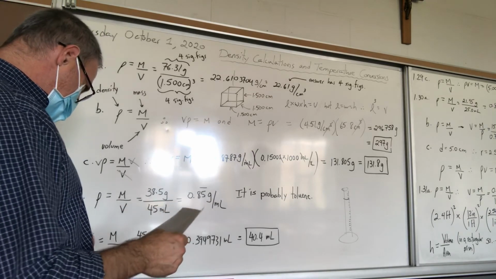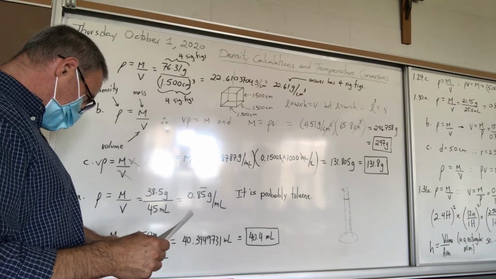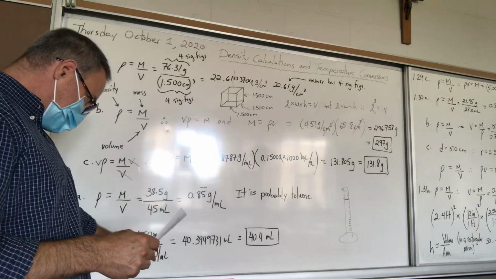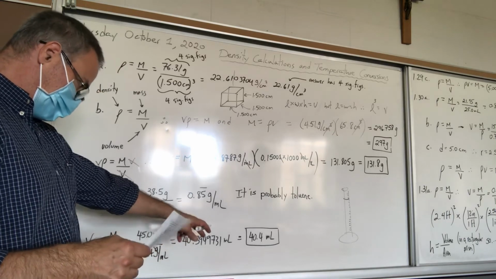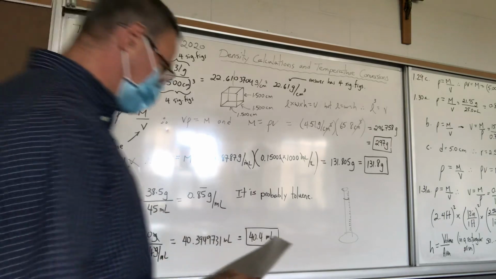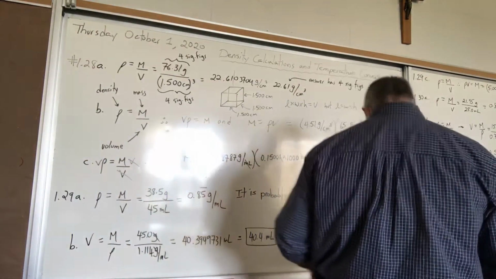So in this case, we're trying to solve for volume. We have 45 grams of liquid, and the density of the liquid is 1.114. Grams cancel, and you get milliliters. Again, you get lots of decimal places in your calculator, so when you report it, you only report it to three significant figures.